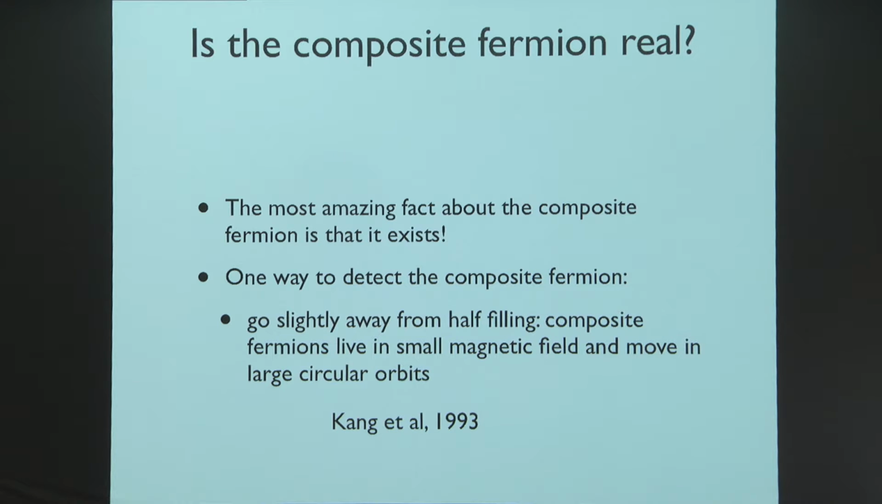One way to detect the composite fermion is to go slightly away from half filling, in which case you don't have complete cancellation of the magnetic field. Then you can see that there are some objects that move in large circular orbits, and the orbit size increases when you go closer and closer to half filling. It becomes a straight line when you are at half filling. This was done by Won Kang in 1993.